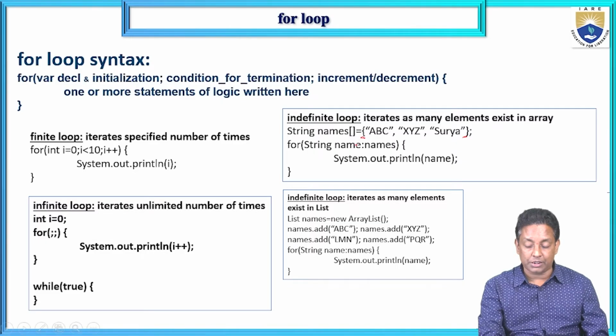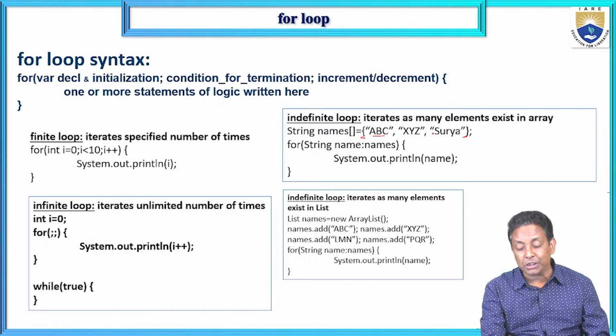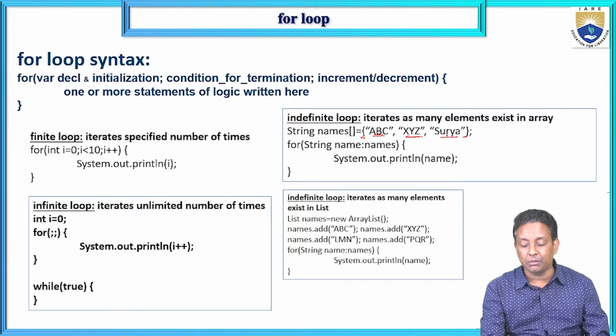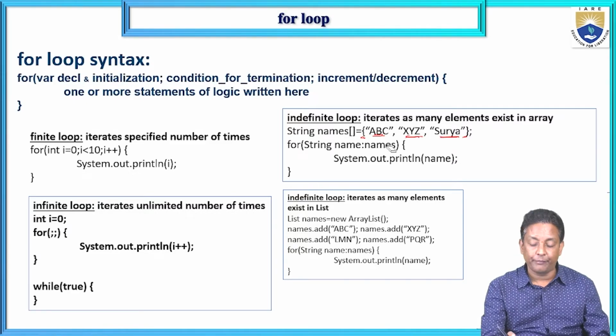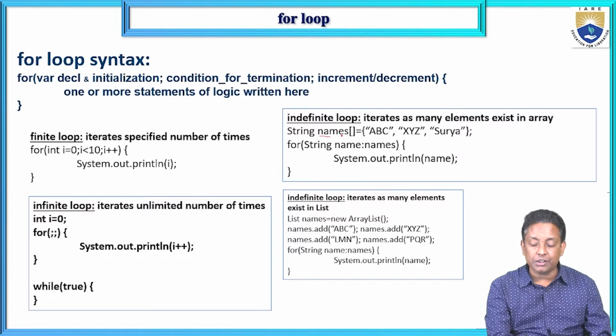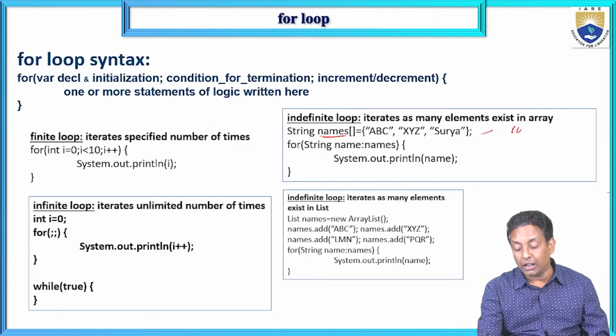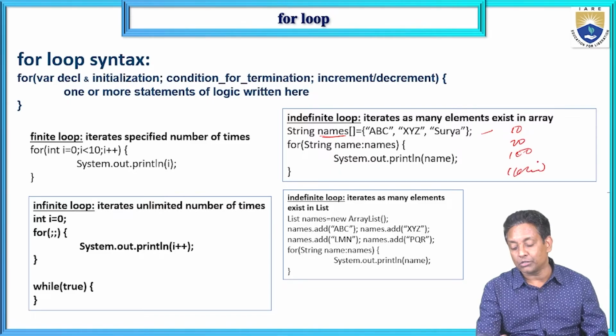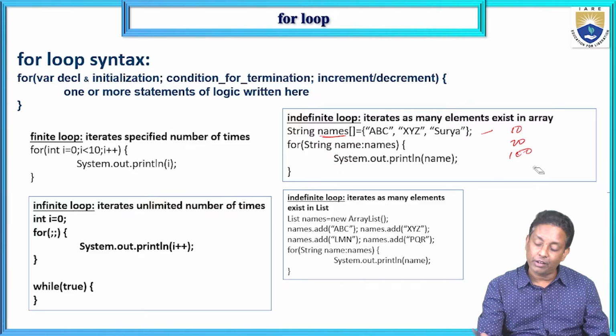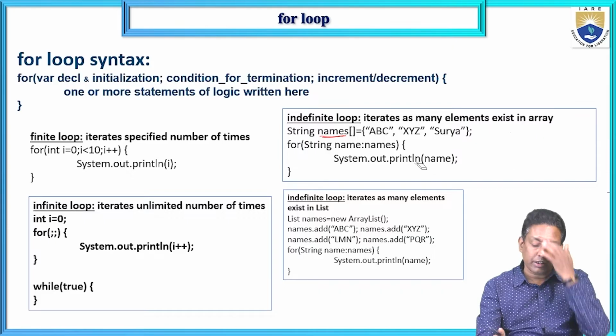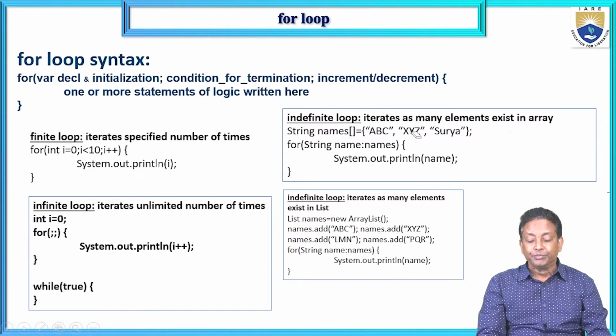In the flower braces, multiple values must be written with a comma separator: ABC in double quotation marks, XYZ in double quotation marks, Surya in double quotation marks, like this. So here ABC, XYZ, Surya are initialized to the string array variable. This array may contain 10 elements or 20 elements or even 100 or 1000 elements, if the data comes from a remote system, from some other machine. For the example's sake, I am declaring the array here.